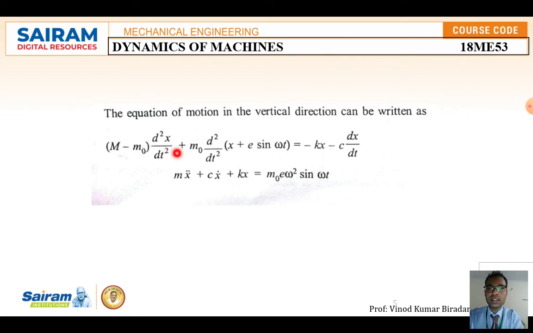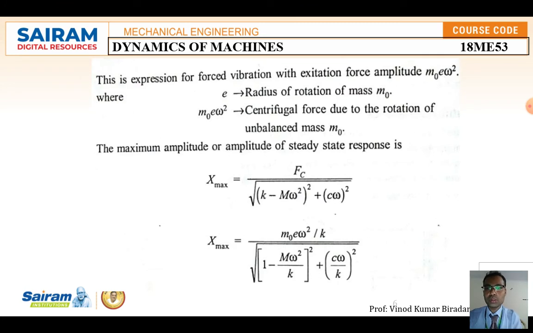Again you have to simplify this: M x double dot plus c x dot plus kx is equal to the external force. Here we get the centrifugal force, a harmonic centrifugal force, m naught e omega square sin omega t. Now this is the expression for forced vibration with an excitation force of amplitude m naught e omega square, where e is the radius of rotation of the mass m naught, and this is a centrifugal force.